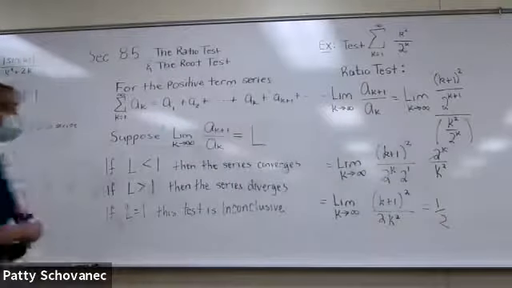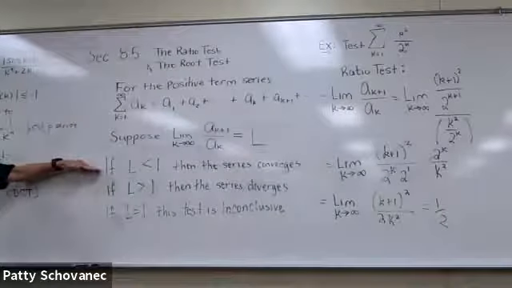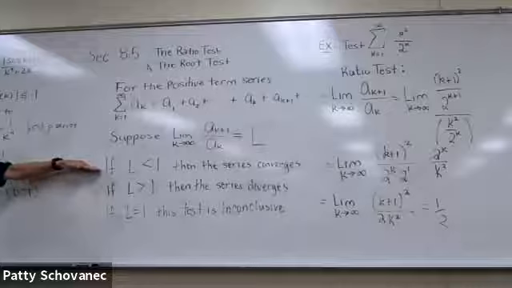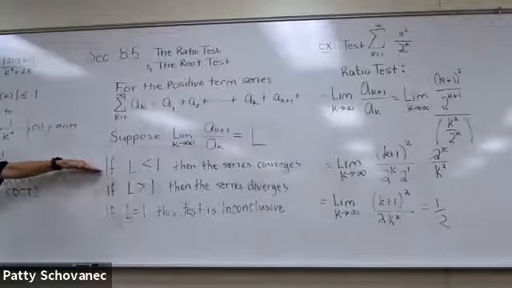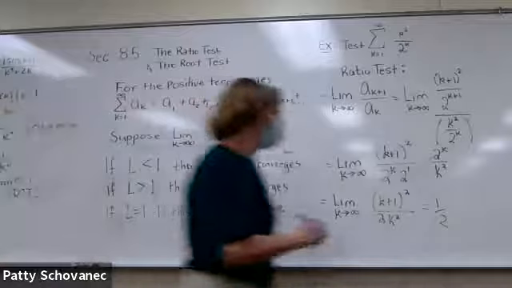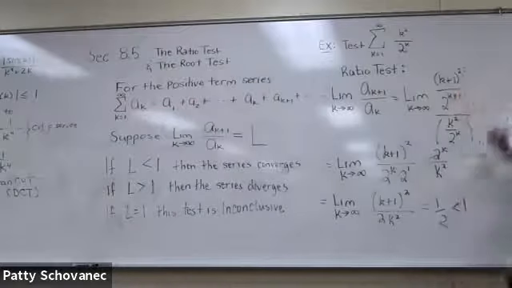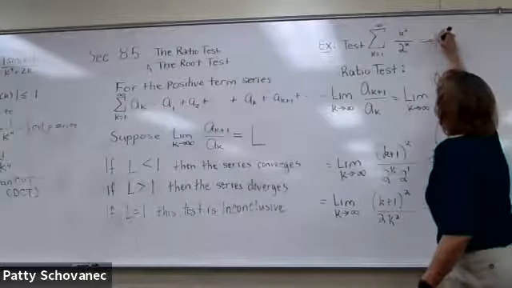That puts us here. So by the ratio test, the series converges. 1/2 is smaller than 1, so this series converges.